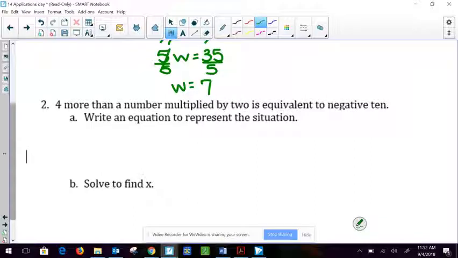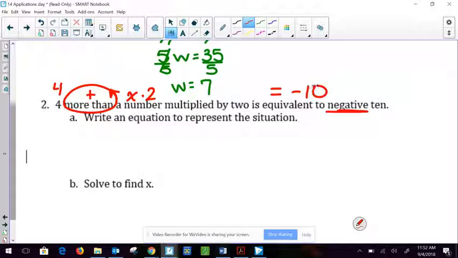Looking at number 2, it says 4 more than. So first of all, more than is adding, and more than is extra special because it's a turnaround word. So 4 more than, and then a number multiplied by 2. So I don't know, a number multiplied by 2, why don't we go ahead and do x times 2 is equivalent, so equal to a negative 10. Make sure you're watching those signs. So 4 more than a number multiplied by 2, well, it's a turnaround word, so we would write that 2x first, and then plus 4, and that whole thing is equal to negative 10.